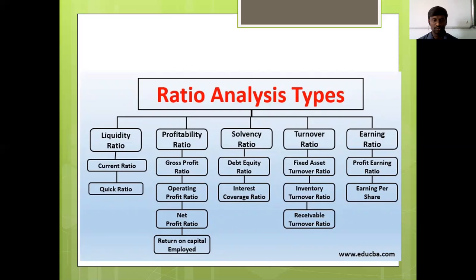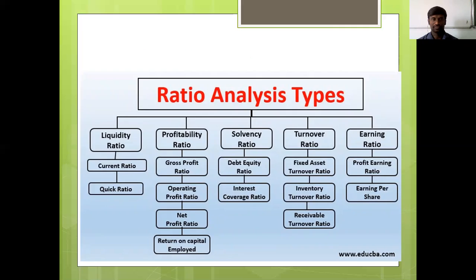The first one is the liquidity ratio. Under liquidity ratio, we have the current ratio and quick ratio. And profit ratios we also have in different categories, that is the gross profit ratio, operating profit ratio, net profit ratio, and return on capital employed. Then solvency ratio, having debt equity ratio and interest coverage ratio. The turnover ratio has fixed assets turnover ratio, inventory turnover ratio, and receivable turnover ratio. And the last one is earning ratio, which has two categories, that is the price earning ratio and earning per share.